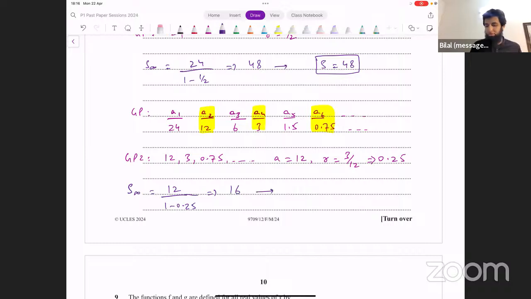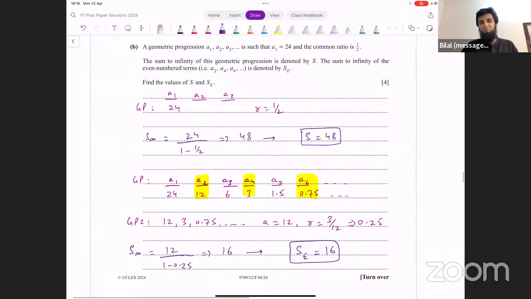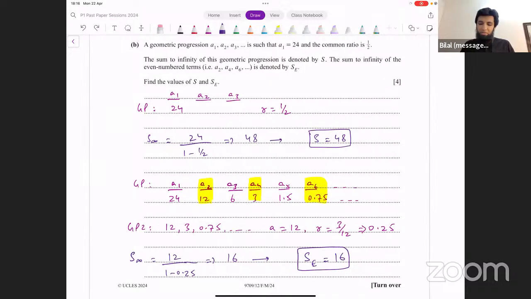So the sum of the even numbered terms, that is 16. That is the second thing that we were looking for. Sum of all the terms in the sequence would be 48. If we just add the even numbered terms, that will be 16. If we had to add the odd numbered terms, that will be 48 minus 16, 32, but that's not what we're looking for. We've got the sum of all the terms and the sum of the even numbered terms. All right. I hope that makes sense.